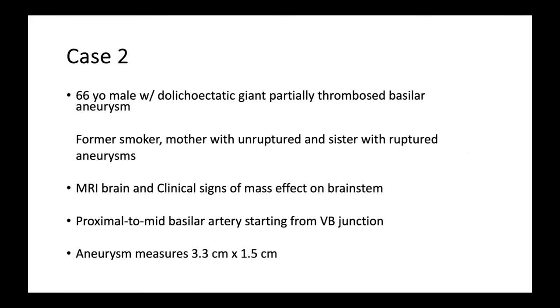The case is similar. A 66-year-old male with a dolichoectatic, partially thrombosed basilar aneurysm this time. Former smoker, with a mother with an unruptured and a sister with a ruptured aneurysm in the history. MRI brain and clinical signs of mass effect on the brainstem. So already he has mass effect when he presented to us. This aneurysm involves the proximal to mid basilar segment, starting all the way from the VP junction, and measures 3.3 centimeters in length and 1.5 centimeters in breadth.